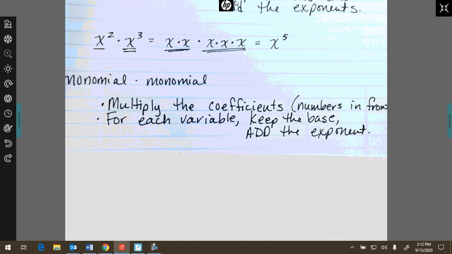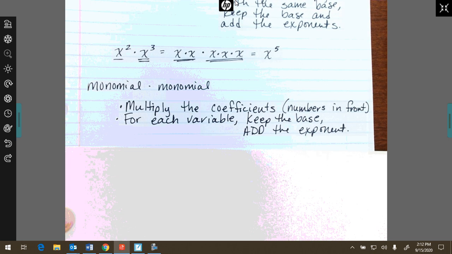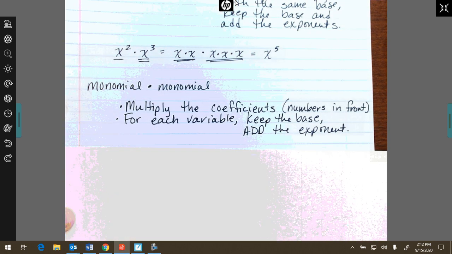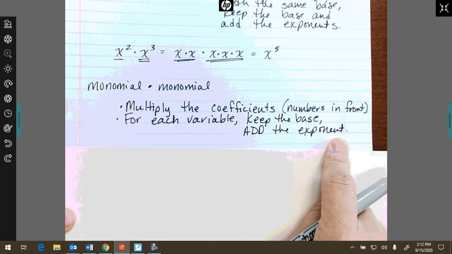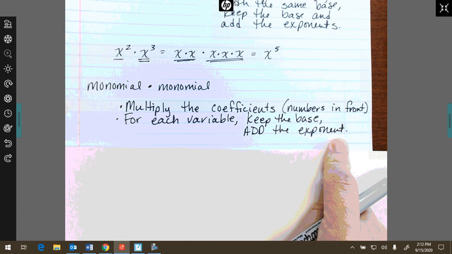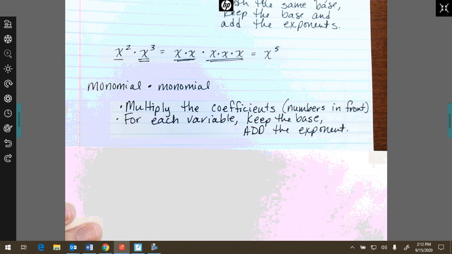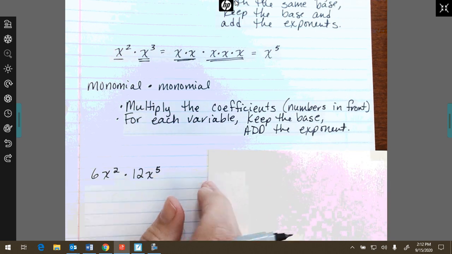First, our steps. You're going to multiply the coefficients. Remember, the coefficients are the number in front. So the regular numbers get multiplied because we're multiplying, right? That's monomial times monomial. For each variable, you're going to keep the base and add the exponent. I say for each variable because if it's x times x, you can do it. If it's y times x, you can't. You do the x's and then you do the y's. So if you have more than one variable, that's the way you'll do it. So we're going to look at these two examples. Let's go one at a time.